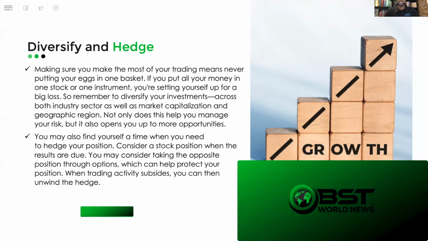You may consider taking the opposite position through options, which can help protect your position. When trading activity subsides, you can then unwind to hedge. So that's what we first started talking about when we started this class: making sure you spread out and diversify, and that's basically portfolio management. So you want to make sure that you have a good balance in your portfolio and not have too much weight in each individual sector or each individual industry, right?